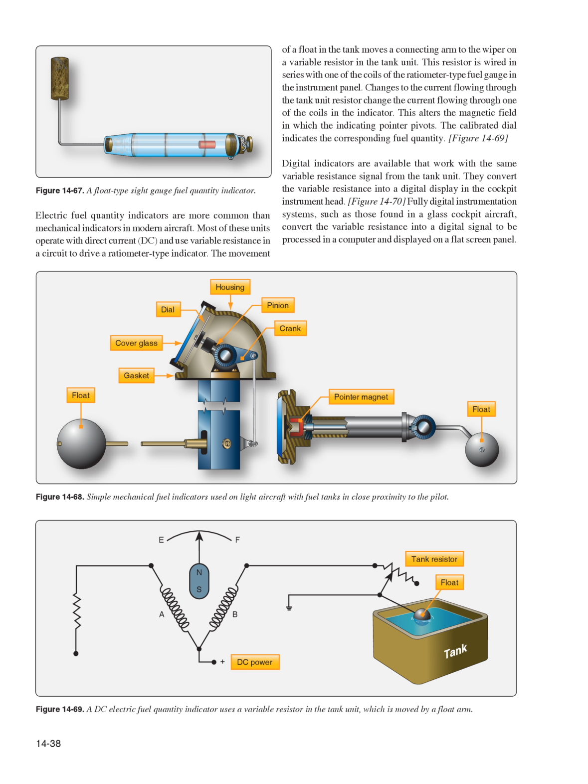Figure 1469, digital indicators are available that work with the same variable resistance signal from the tank unit. They convert the variable resistance into a digital display in the cockpit instrument head. Figure 1470, fully digital instrumentation systems, such as those found in a glass cockpit aircraft, convert the variable resistance into a digital signal to be processed in a computer and displayed on a flat screen panel.